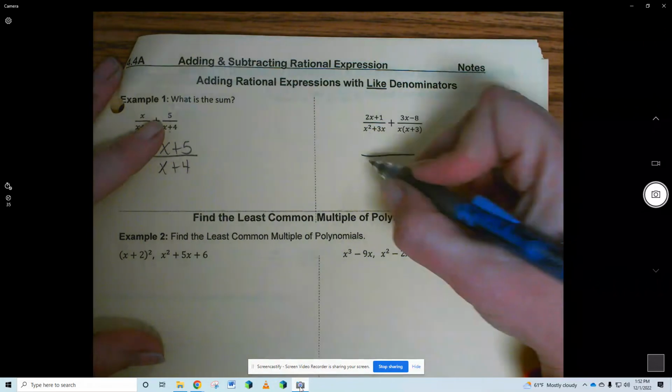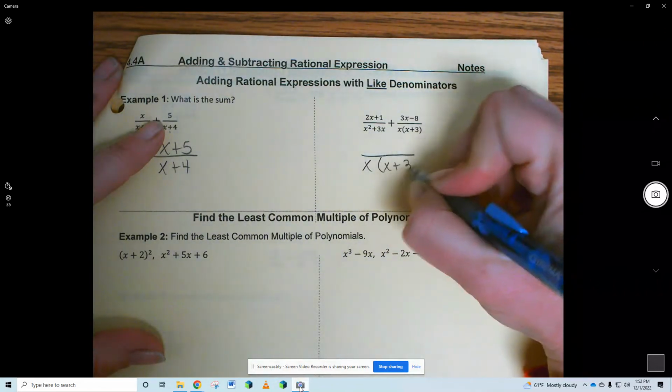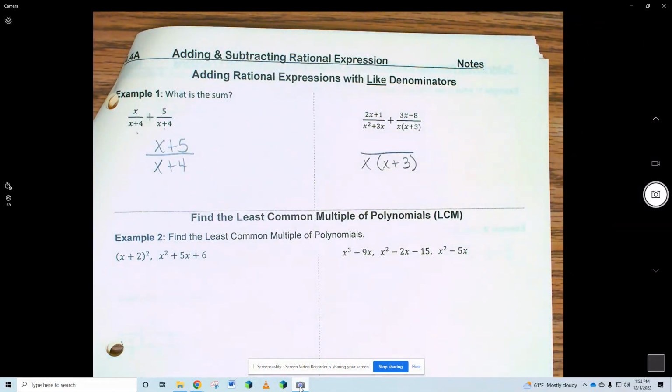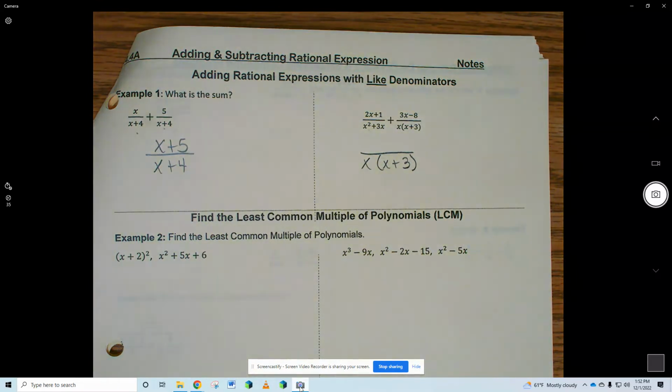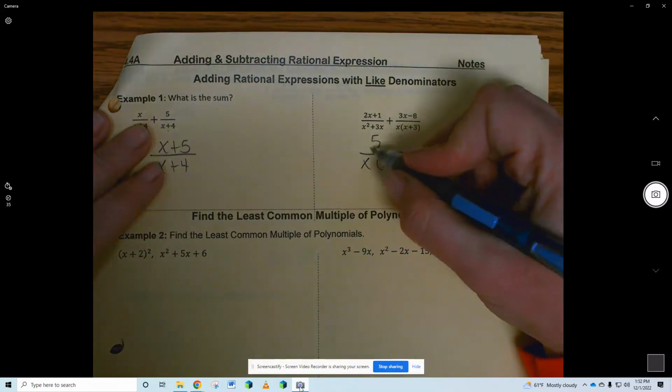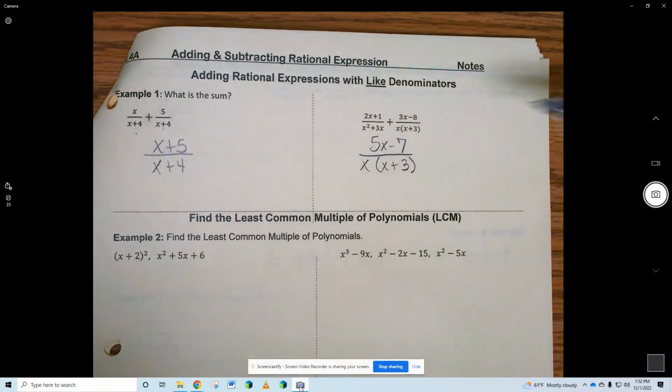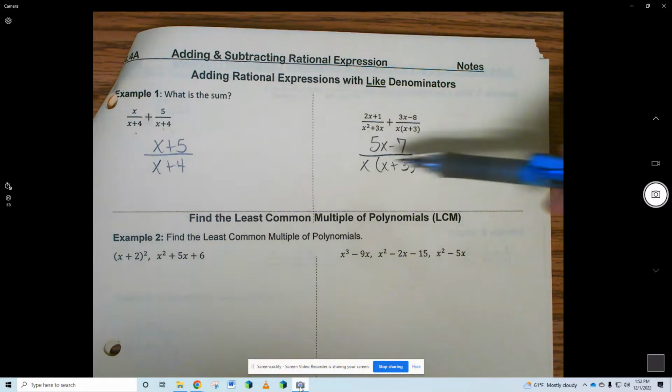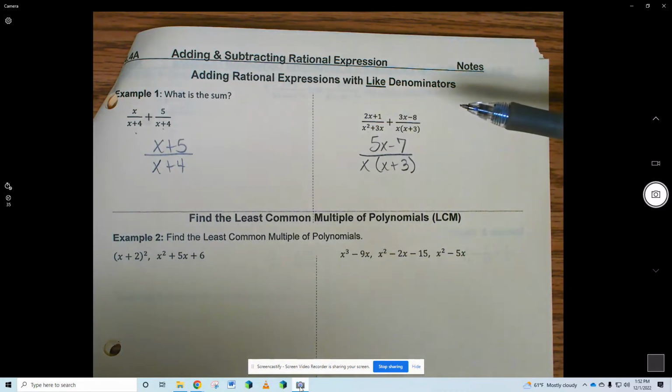They're not the same, but I just use this. I'm going to write my denominator in simplified form, but my numerator, put things together. What'd you get? 5x minus 7. 5x minus 7. If I had a GCF or something I could take out, then I would, but I'm okay. All right?